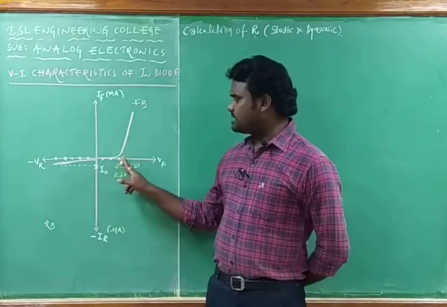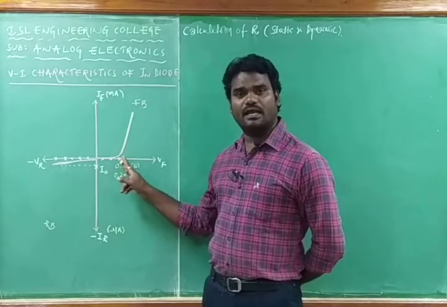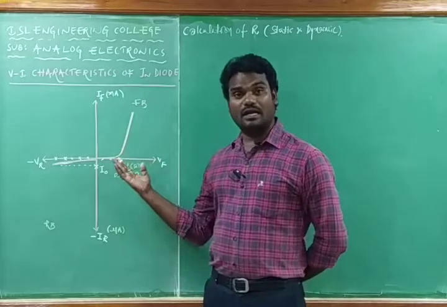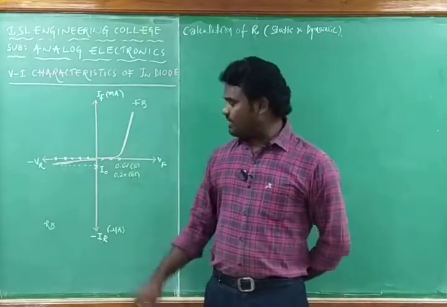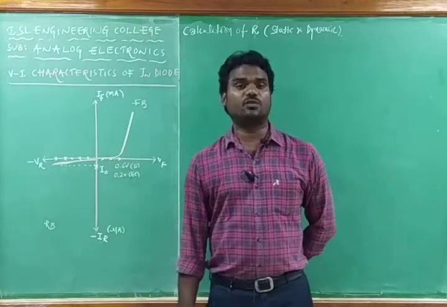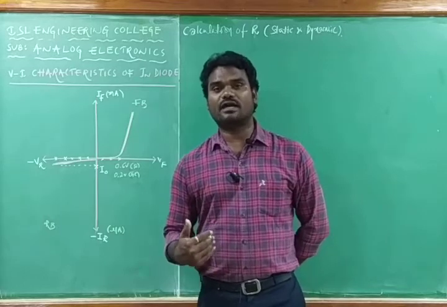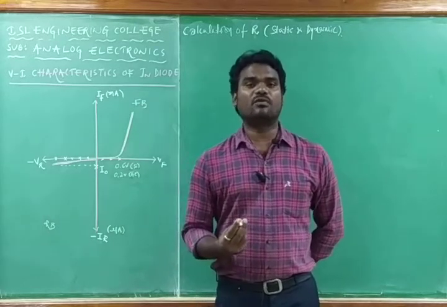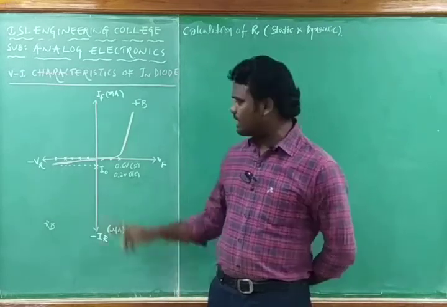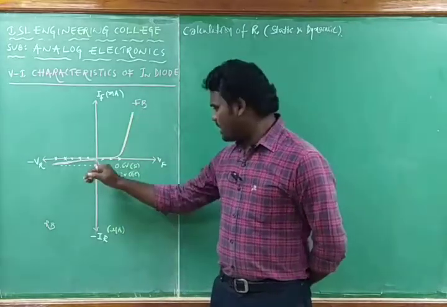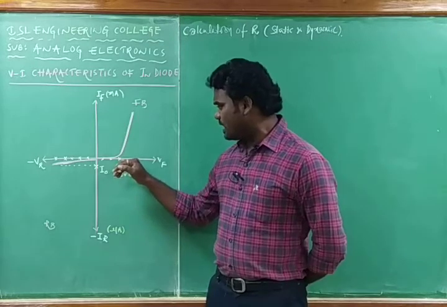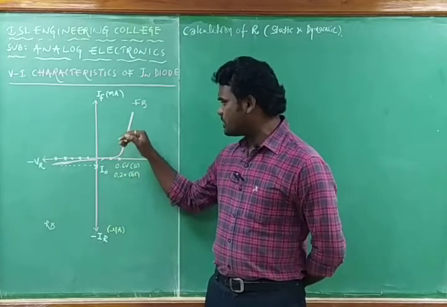Up to 0.6 volts, the depletion layer exists between the P and N material across the junction, so it won't conduct any current. At 0.6 volts, the depletion layer disappears, so it is ready for current conduction. If you increase the voltage even by a very small amount beyond 0.6, it can conduct a good amount of current, in terms of milliamps. From here to here there is no current. After 0.6 volts, if we increase the voltage slightly, the current increases exponentially.